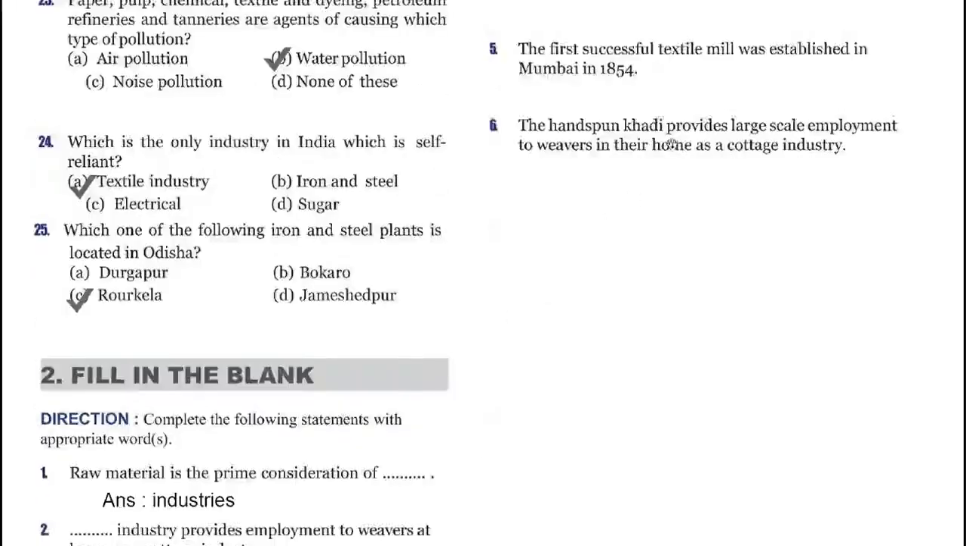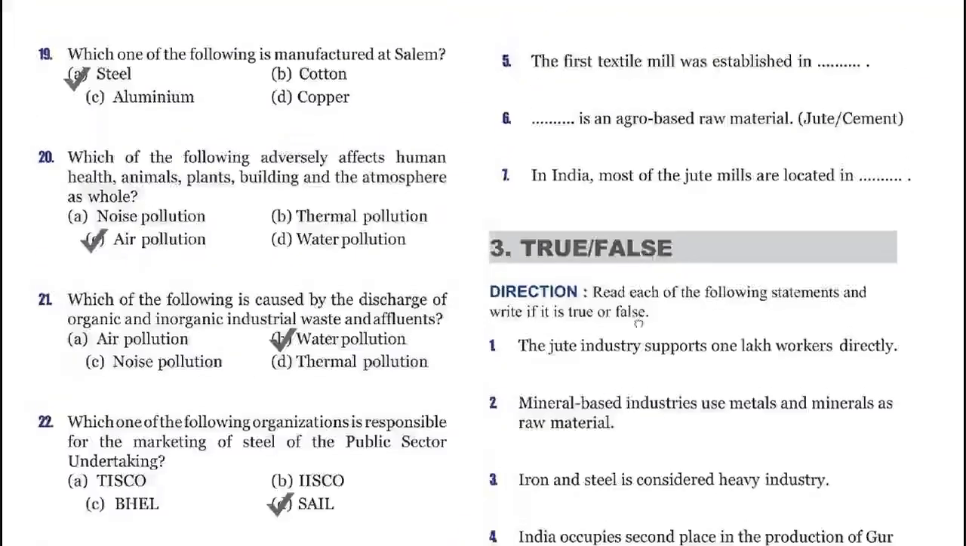Now question 5. The first textile mill was established in Gujarat. Now question 6. Dash is an agro-based raw material, jute or cement, and its answer is jute. Now question 7. In India, most of the jute mills are located in dash. Do it by yourself and write the answer in the comment section.